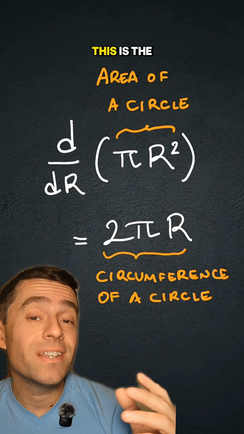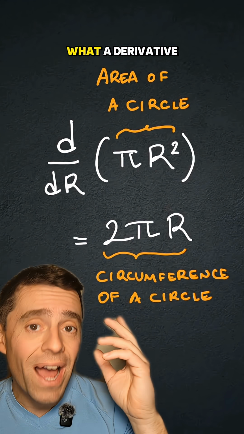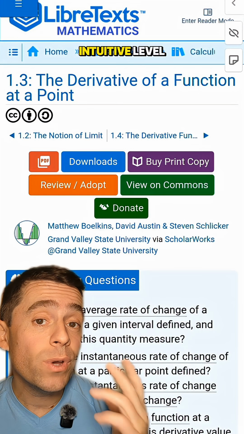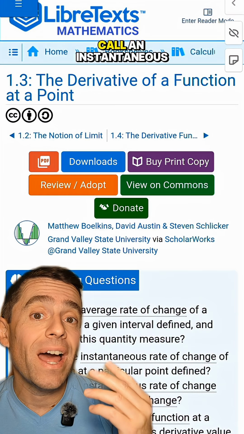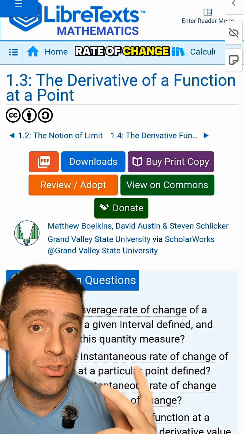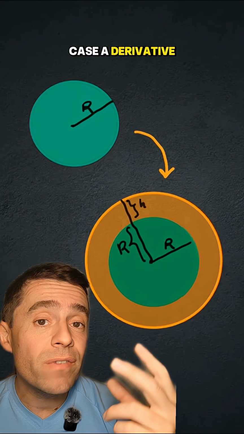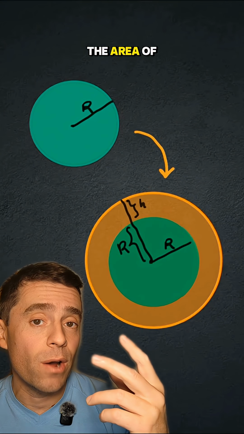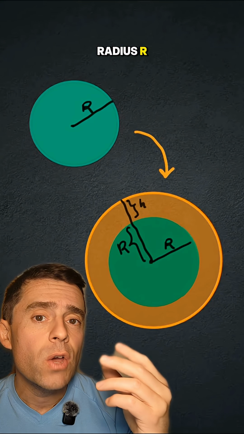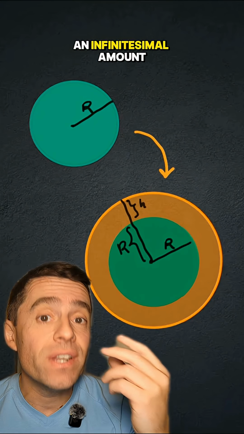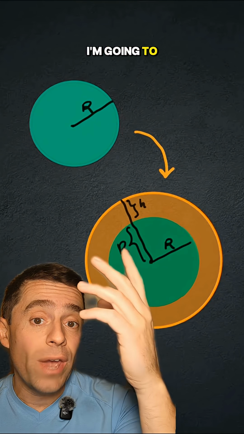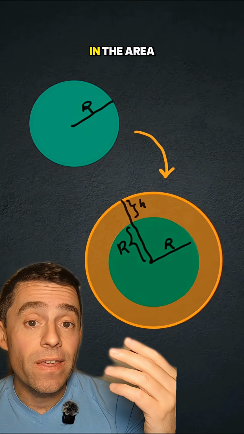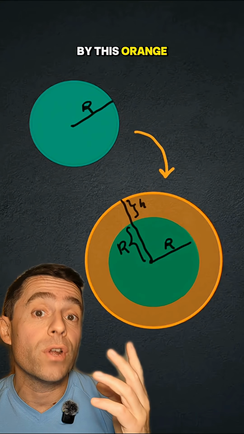The reason for this is the very definition of what a derivative is. And at an intuitive level, it can be explained from the fact that a derivative is what we call an instantaneous rate of change. In this particular case, a derivative is telling you what happens to the area of a circle of radius r when I change that radius by an infinitesimal amount. If I change the radius by h, I'm going to have an increment in the area by this orange region.